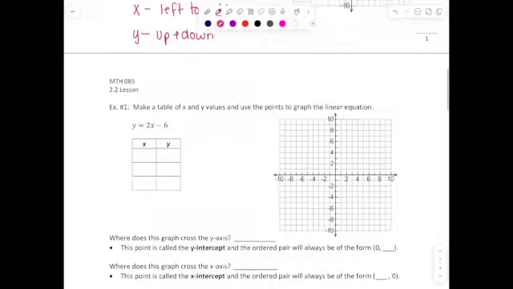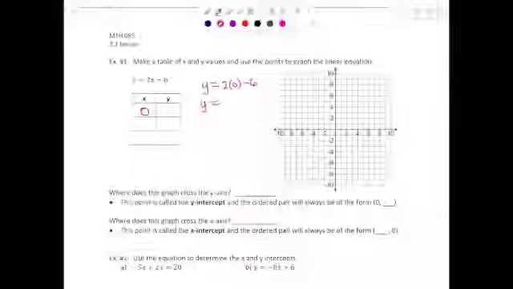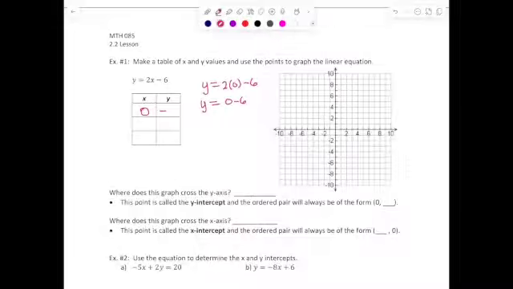Okay, perfect. So, example 1, we want to make a table of x and y values using the points to graph this linear equation. So, let's figure out some points we want to use. Whenever they're giving you an equation and asking you to find points, I always start with 0 for x. So, I'll start with 0. Plug in 0 here. That gives me y equals 2 times 0 minus 6. It gives me y equals 0 minus 6, negative 6.